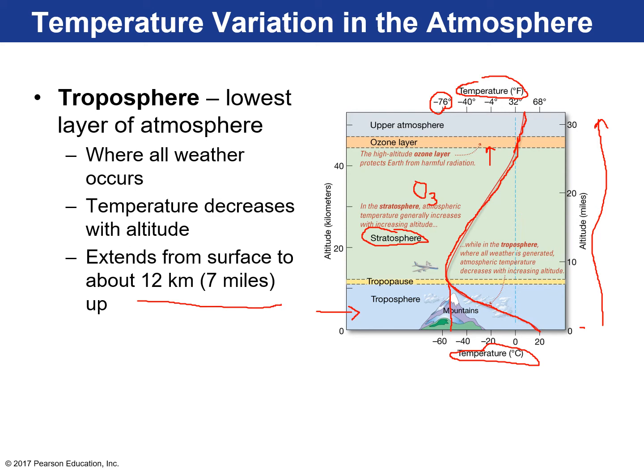Oh, and the ozone layer is what absorbs harmful UV radiation. So as incoming solar energy comes in, a big portion of the UV radiation is absorbed by the O3 molecule in the ozone layer.